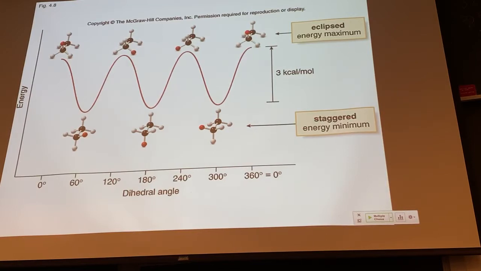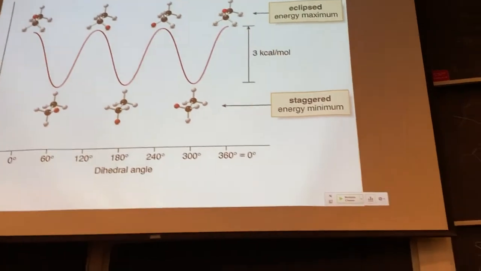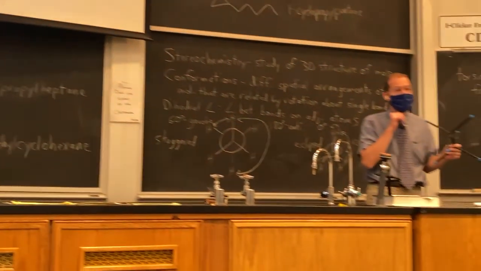Now, it turns out that we have approximately 20 kilocalories per mole of energy available at room temperature. So this barrier of 3 kilocalories per mole to rotate from staggered to eclipsed to staggered is nothing. At room temperature, we're seeing very, very rapid rotation about this carbon-carbon bond in ethane, and all of the conformations of ethane are accessible at room temperature.